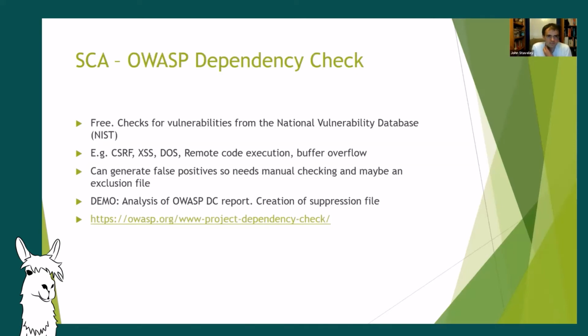So first up, OWASP Dependency Check. This is free, and it checks for vulnerabilities from the National Vulnerability Database, or NIST. So you can check for cross-site request forgery, cross-site scripting, denial of service, remote code execution, buffer overflow, lots of things. It can generate false positives, so it needs a bit of manual checking and maybe an exclusion file. I'll be going into how you come up with that.